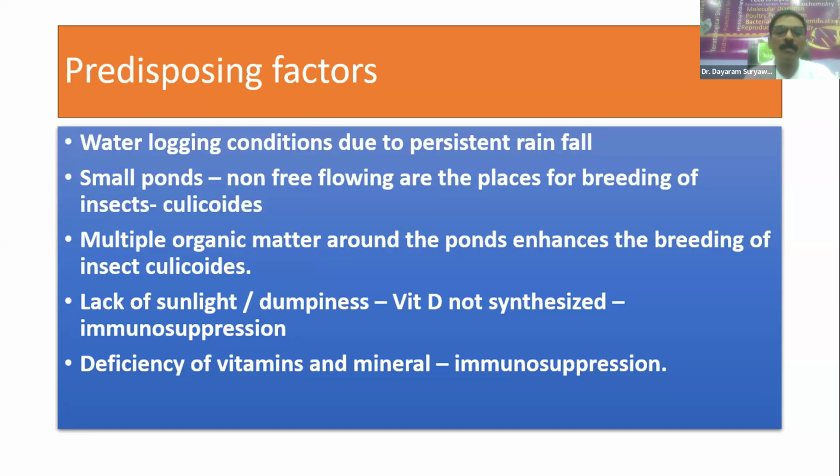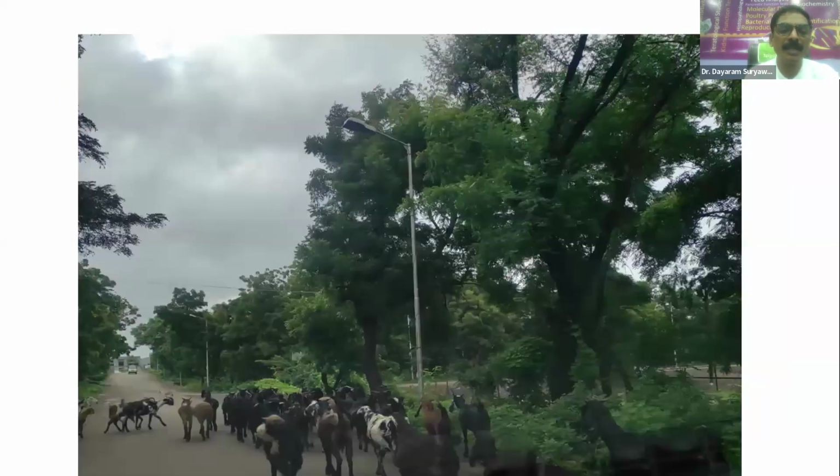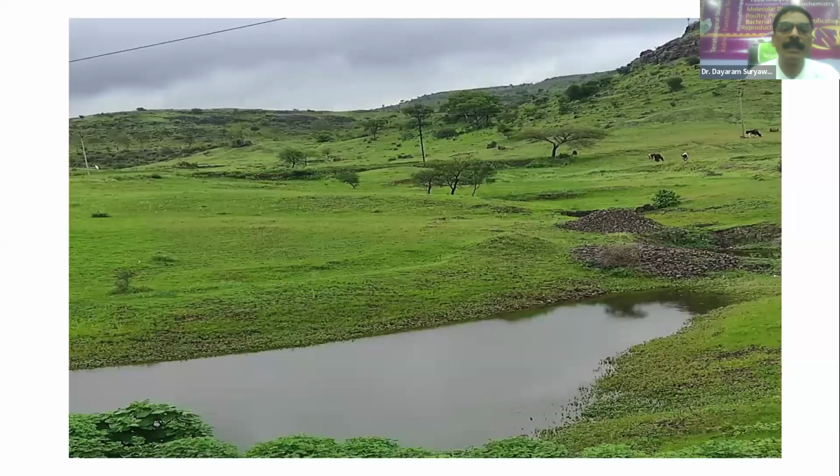Nowadays we are observing these types of conditions around us, and that's why many cases of bluetongue are observed in various parts of India. With this dampness, no sunlight, and small ponds, animals are grazing around them, and whenever they reach such waterlogged conditions, the insects are present over there. They can easily bite the animals, and the sheep and goat get infected by bluetongue.